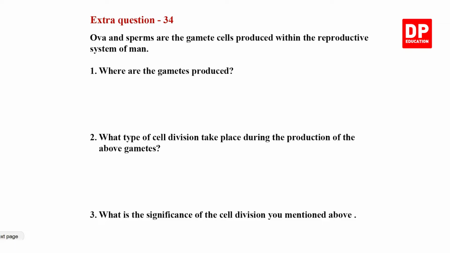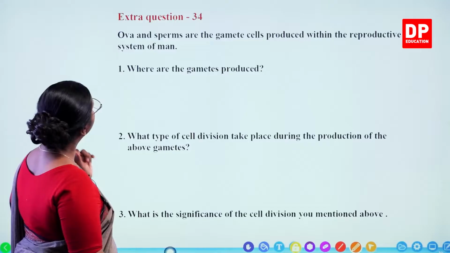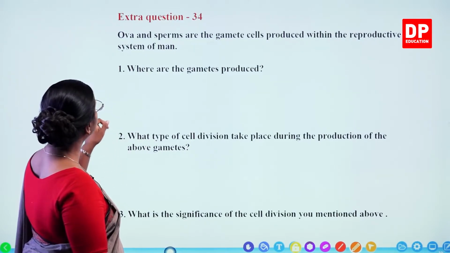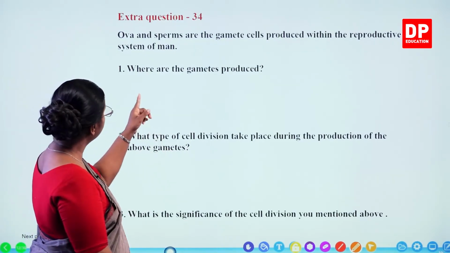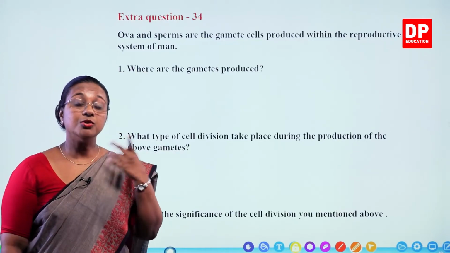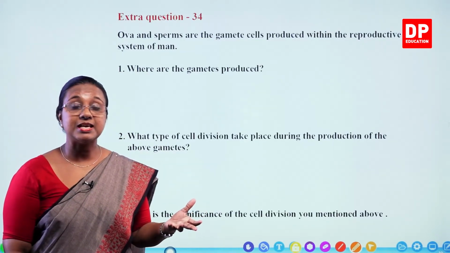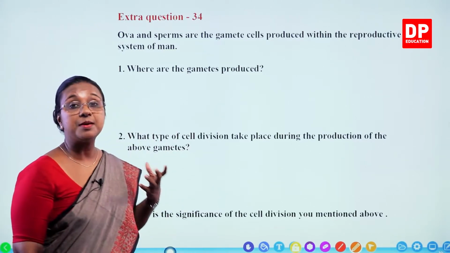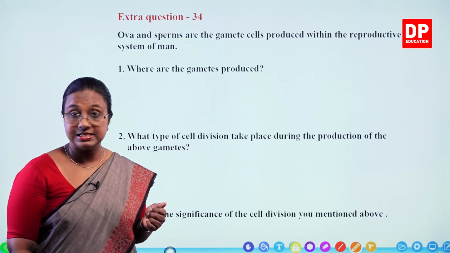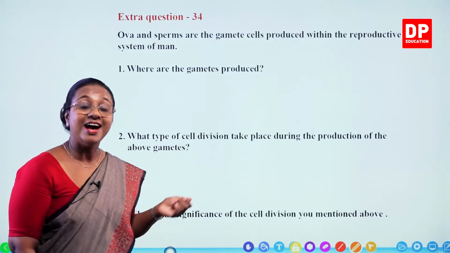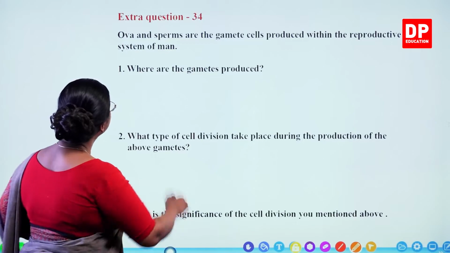Extra question 34. Ova and sperms are the gamete cells produced within the reproductive system of man. So you all know ova is one ovum. They are produced inside the ovaries and they are developed inside the ovaries, whereas sperms are produced inside the testes. Where are the gametes produced? So that is the answer. I have already given the answer.